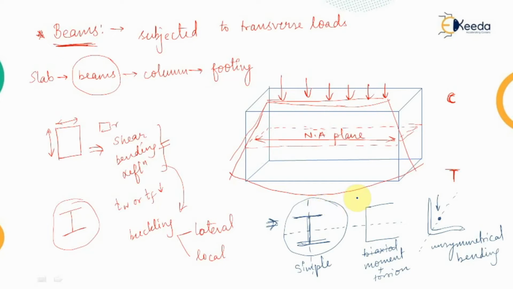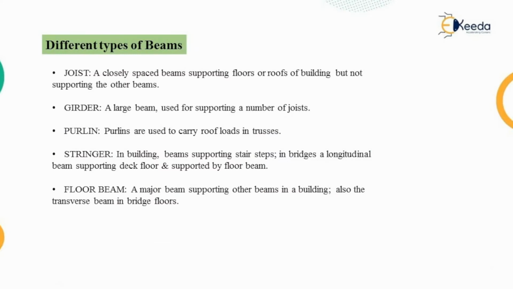So depending upon the uses or the place of use in case of buildings, the beams are classified into different types. These beams are classified as joists if they are closely spaced beams supporting the floors or the roofs of the building, but they are not supporting other beams. That means if we are providing these joists, then on top of them only the floor material or the floor covering will be provided, but they will not be supporting other beams.